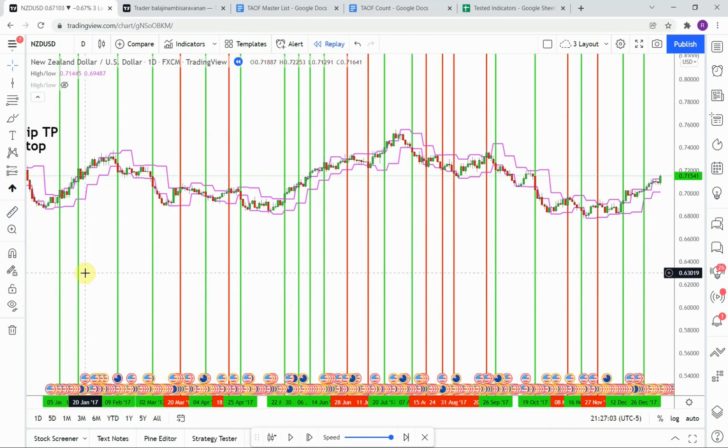So we have 1, 2, 3, 4, 5, 6, 7, 8, 9, 10, 11, 12, 13, 14, 15, 16, 17, 18, 19, 20, 21, 22, 23, 24, 25, 26, and 27. So we have 27 trades altogether. And we have 17 winning trades. And so that will put us over that 60% marker that we're looking for all in all.